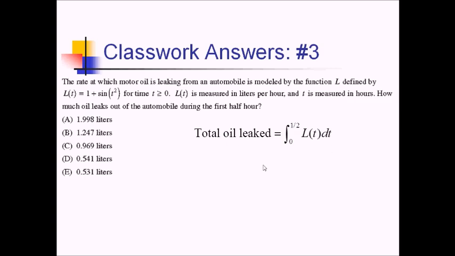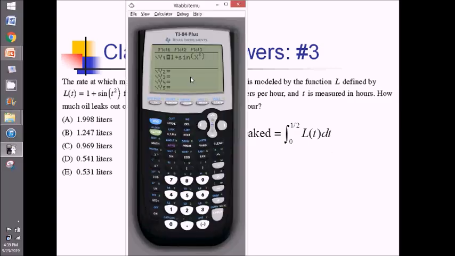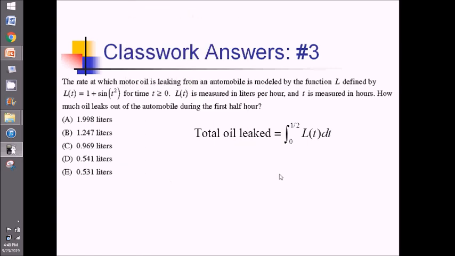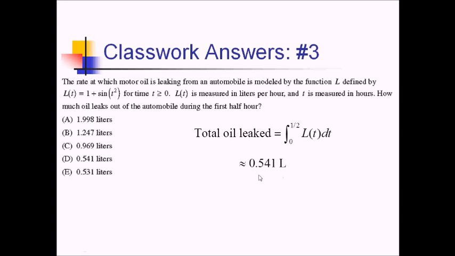And let's go ahead and plug that in the calculator. So I've got my L function plugged in as y1 in my y equals, and now I'm just doing math 9 integral from 0 to 1/2, so I'll just do 1 divided by 2, and that's going to be alpha trace y1 dx, and then all that comes out to about 0.541, and that's going to be in liters. So that's going to be, let's see, answer choice D.